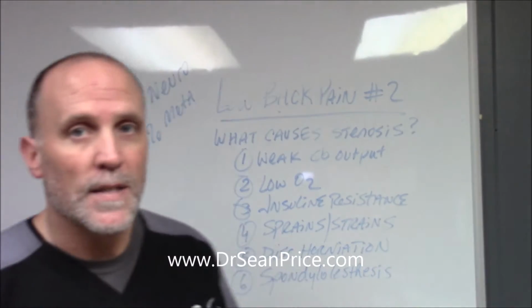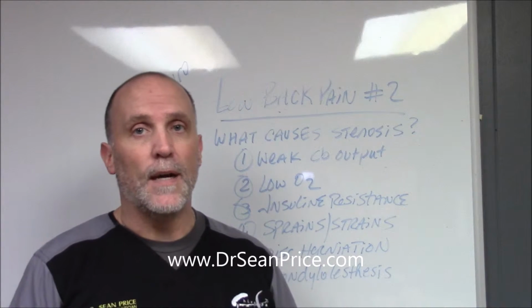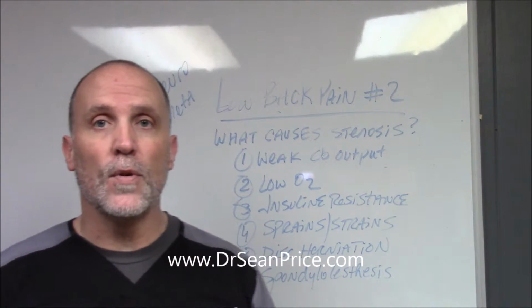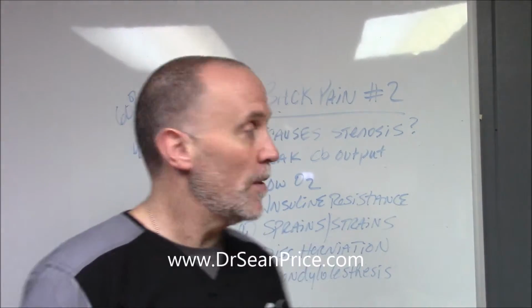So what are some of the causes of stenosis? Well, we've got things like weak cerebellar output. The cerebellum is the part of the brain that controls what we call accuracy, balance, and coordination, and it also controls and coordinates the function of the paraspinal muscles. So if you have weak cerebellar output, then those muscles in the spine are going to be out of balance, and they're going to cause the joints to not function in a balanced manner, which can lead to wear and tear and can lead to a stenotic situation.